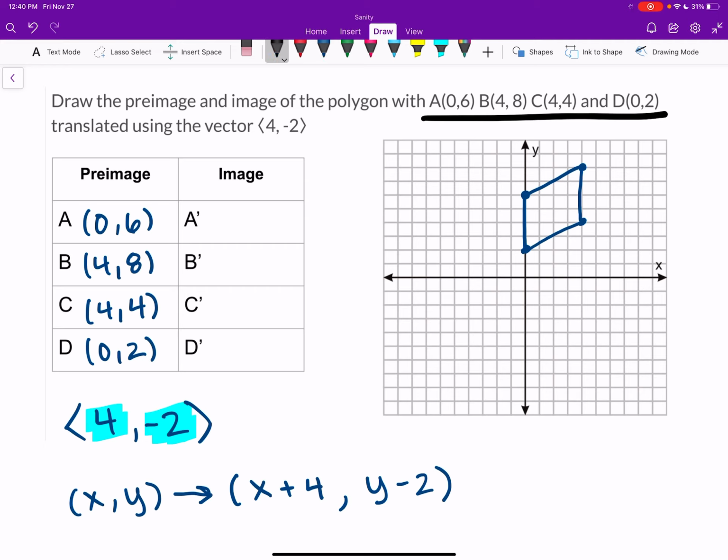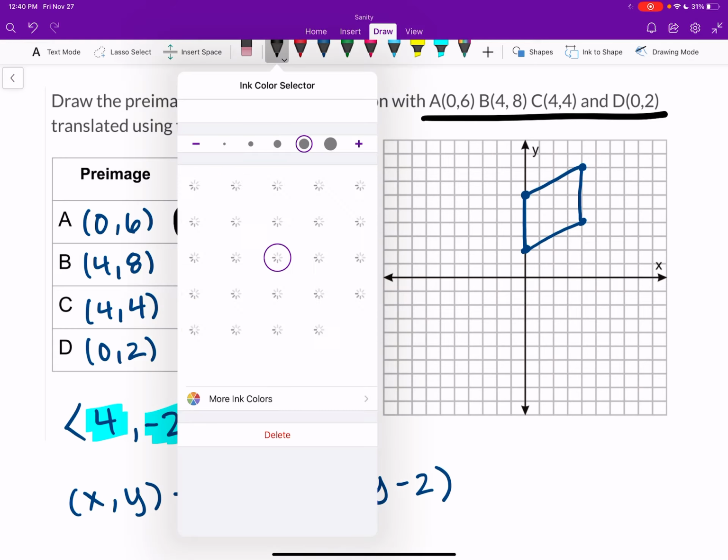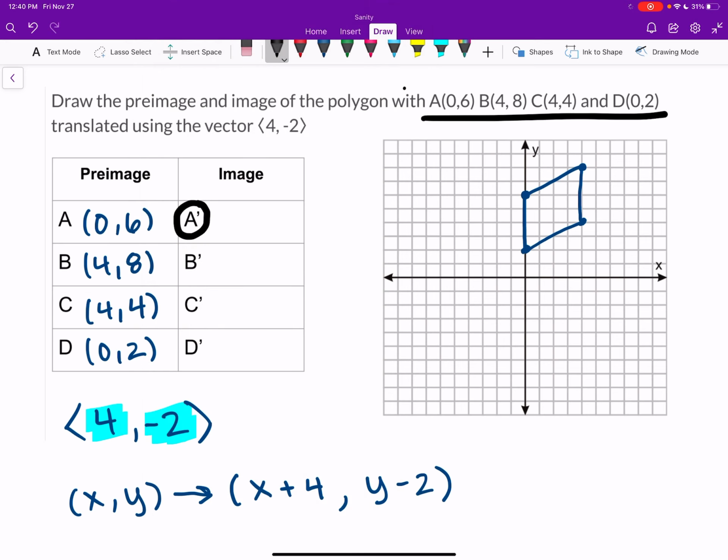So if I wanted to find A prime, well, the pre-image is at (0, 6), so make this a little smaller. That means that A prime is going to be at (4, 4). Again, I got from 0, I added 4 to get 4. From 6, I minus 2 to get 4. Then I can plot A prime, which is, oh, it's right on top of another point. I'll plot it in pink right there.